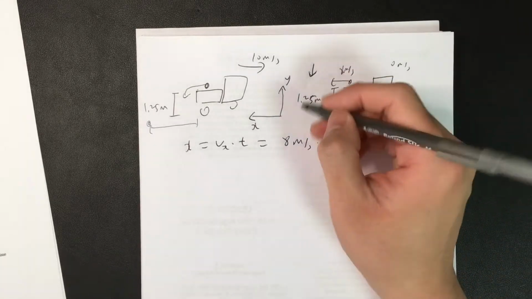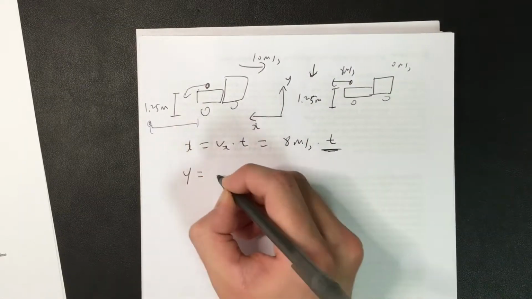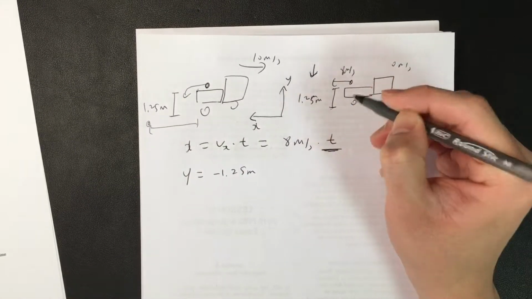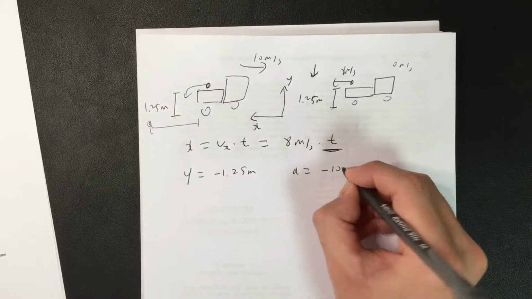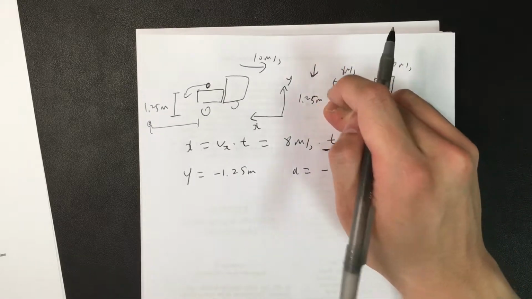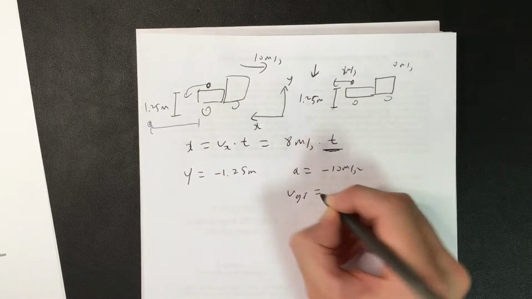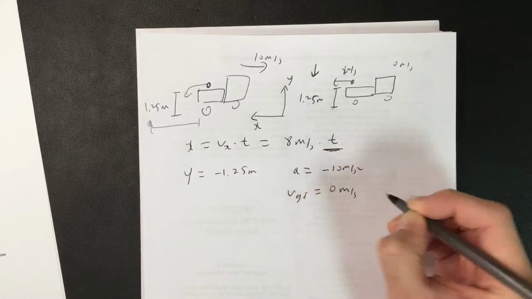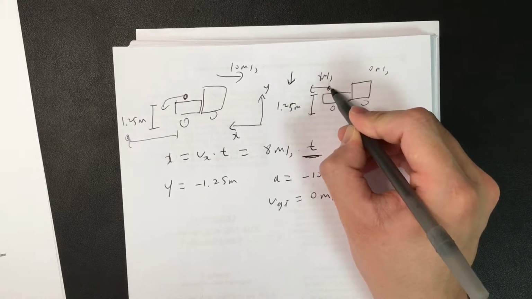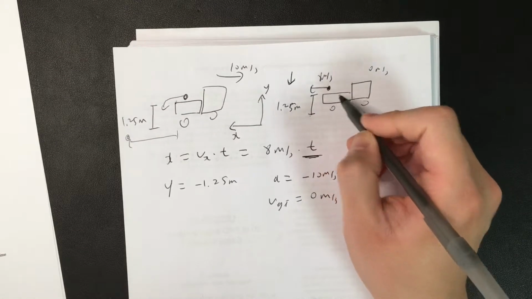For motion along the y direction, the displacement y would equal negative 1.25 meters because it went to the negative y direction. Acceleration equals negative 10 meters per second squared because, again, gravity is pointing downwards, which is negative y direction. And the initial velocity along the y component would be 0 meters per second because this ball isn't jumping up and down from the truck. It is just gliding through at velocity 8 meters per second, which means velocity along the vertical component is 0.